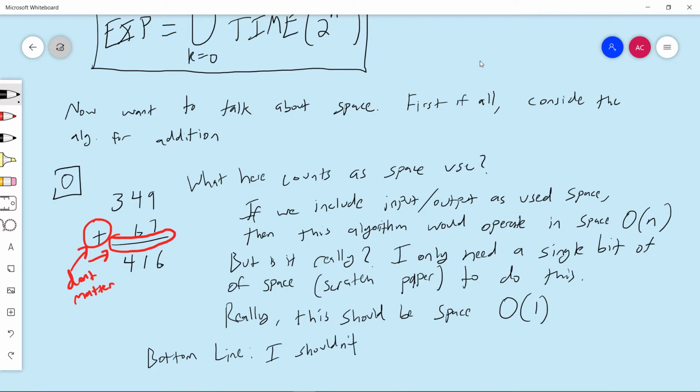we shouldn't count the input and output as used space. We need to revise our formalism a little bit to make sure that we don't count the input and the output as space. And so here's how we're going to do that.